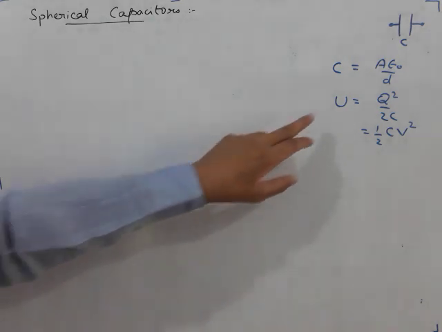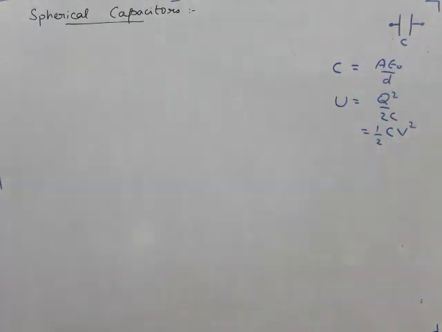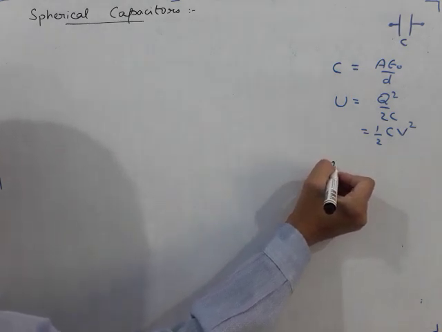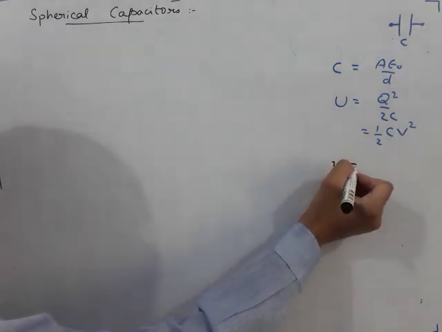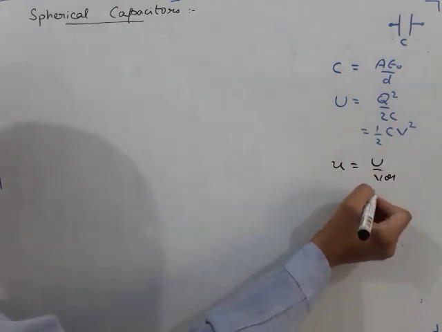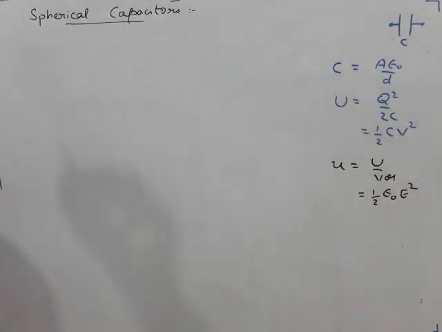We have also discussed that the energy stored in the electric field between the plates of the capacitor is given by half QV, or half CV square, or Q square upon 2C. And we had also derived the relation for energy density. If you remember, we wrote energy density as small u, which was energy per unit volume, and on calculation we get half times epsilon naught times square of E.